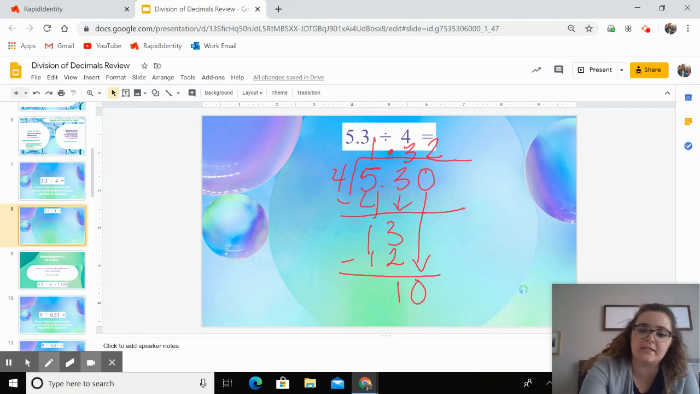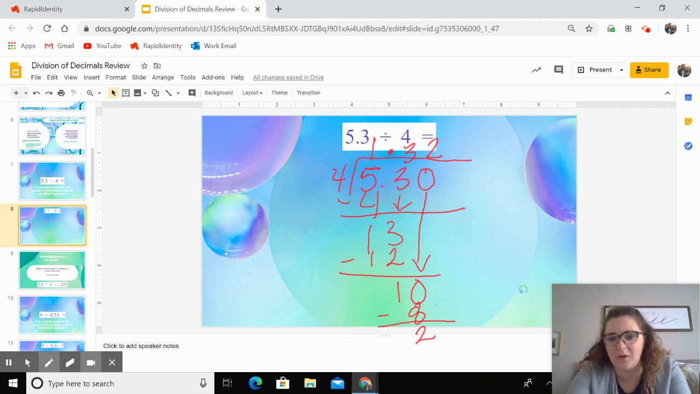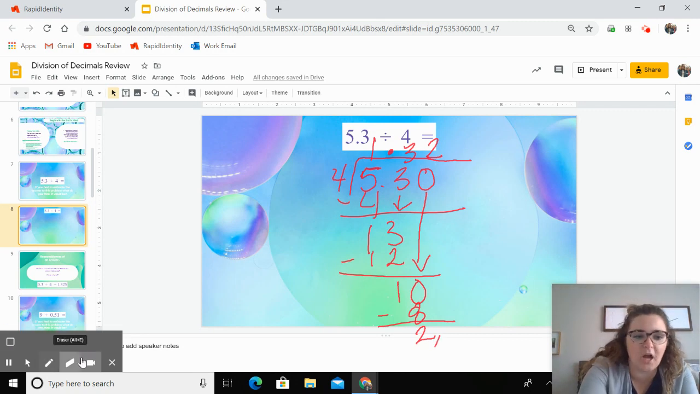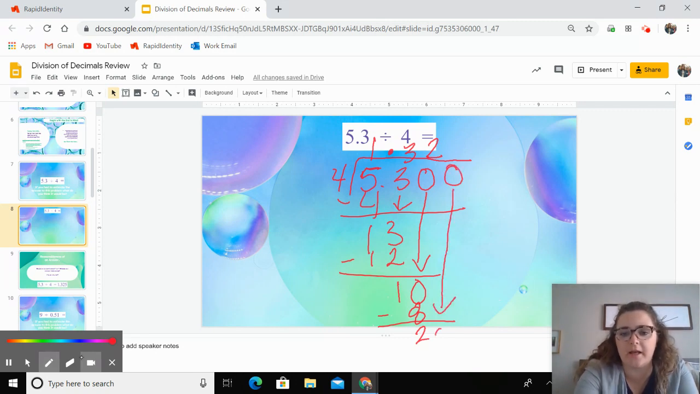2 times 4 is 8. I subtract and I'm left with 20. Again, I'm still not at my thousandths place, and I still have a remainder. And remember, we can't just stop here and write this remainder as an extra part. We actually have to make sure we use it in some way and make it more meaningful. And so I'm going to add another 0 and just keep going and carry that 0 down.